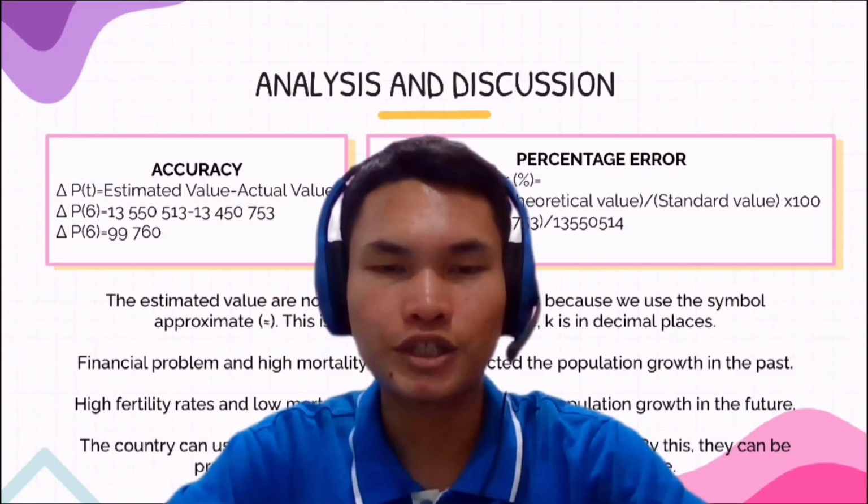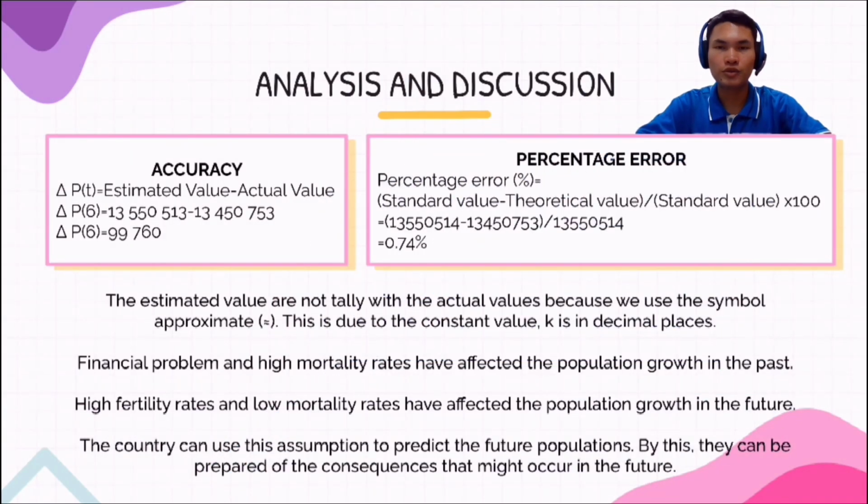Continuing this discussion, the estimated value does not tally with the actual values because we use the symbol approximate. This is due to the constant value k being in decimal places. Next, we have discussed that financial problems and high mortality rates have affected the population in the past. However, high fertility rates and low mortality rates have affected population growth in the future.